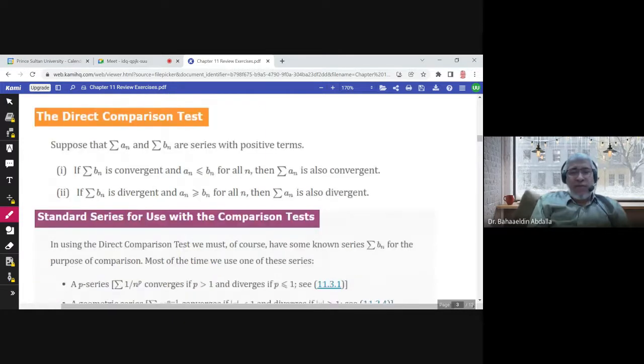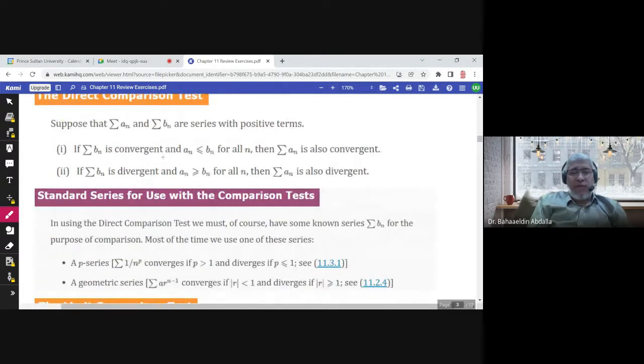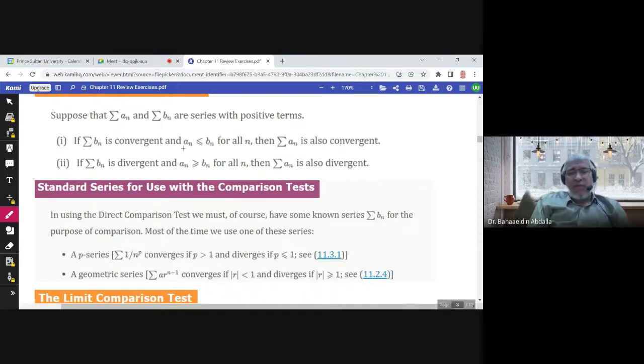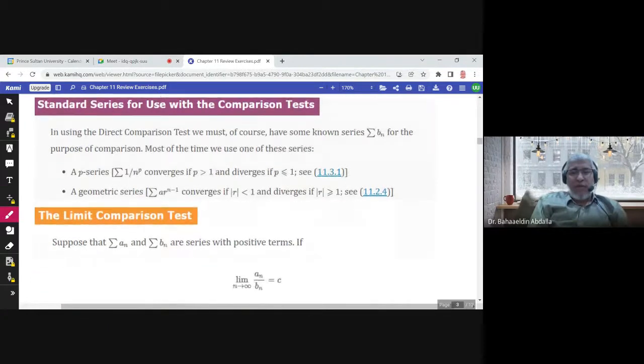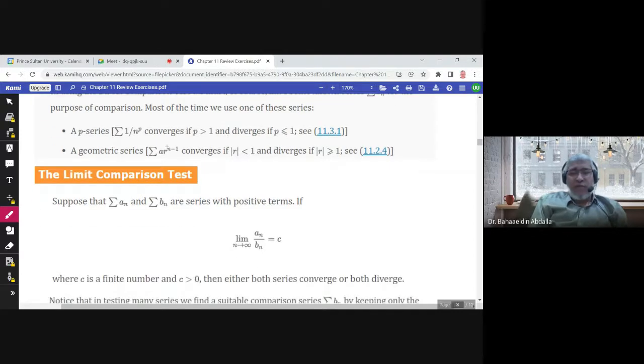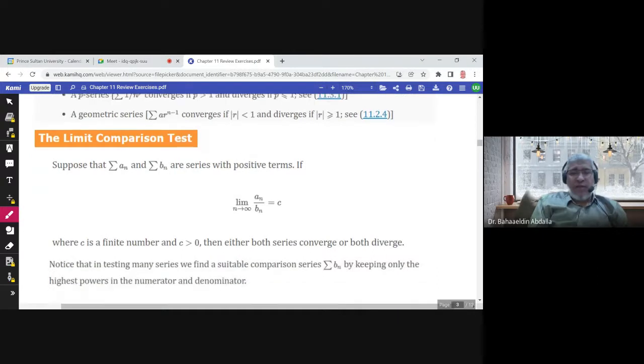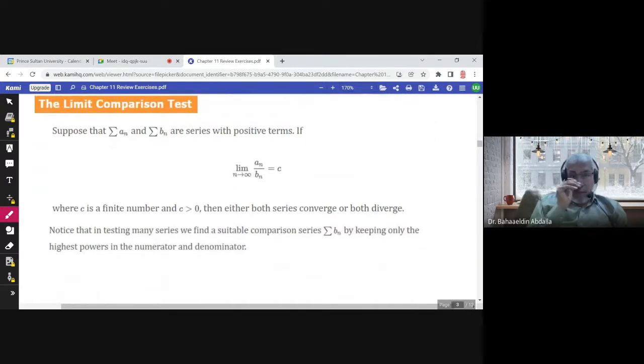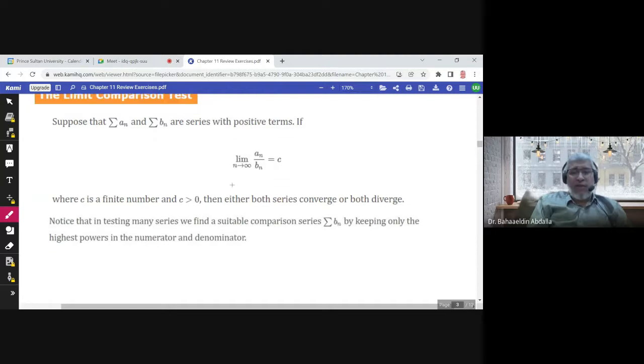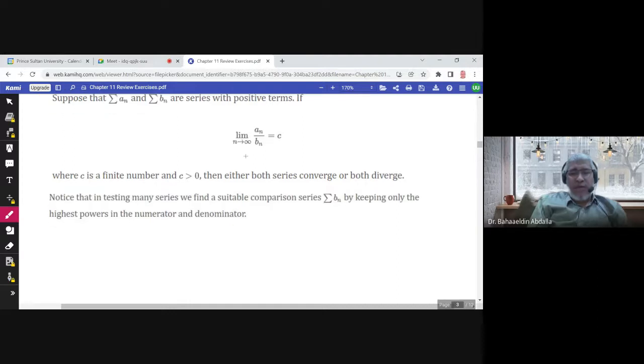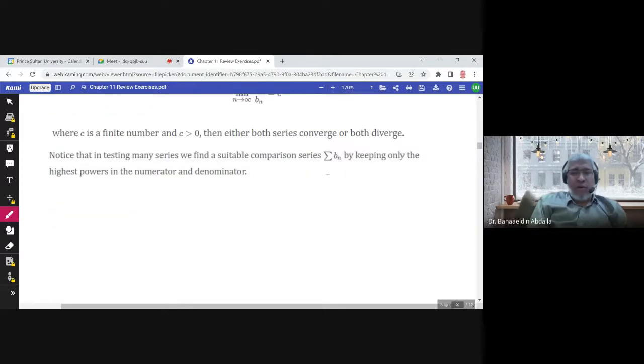And the direct comparison test: if we have two series, and we say that less than convergent is convergent, greater than divergent is divergent. And we usually compare with the p-series, summation 1 over n to the power p, which is convergent if p is greater than 1, and the geometric series, which is convergent when the absolute value of r is less than 1. If we cannot use the direct comparison test, we use the limit comparison test. If the limit of an over bn is c, where c is greater than 0, then an and bn both converge or both diverge.